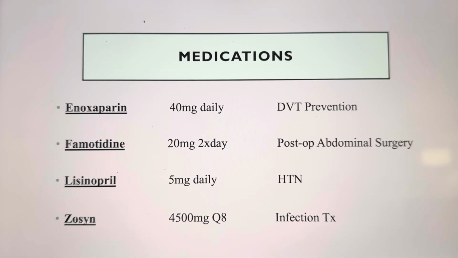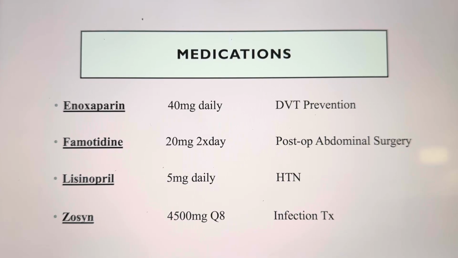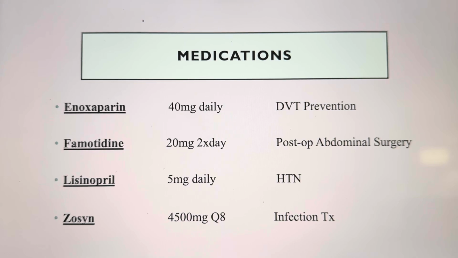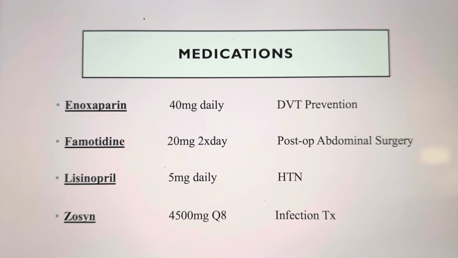Lisinopril is used to help lower his high blood pressure, and Zosyn is an antibiotic that was prescribed to help treat the infection and inflammation.